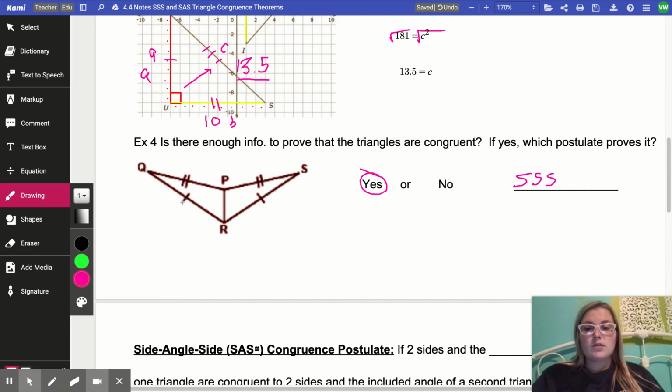Okay, so QR is congruent to SR, and then QP is congruent to PS, and they share a side PR. Well, this sounds a little silly, but PR is congruent to itself, right? If I had two lines called PR, they're going to be the same. So this side is congruent to itself, which means that these two triangles are going to be congruent by side, side, side.